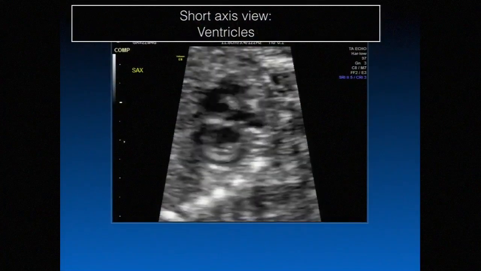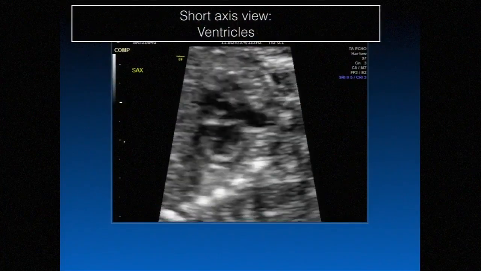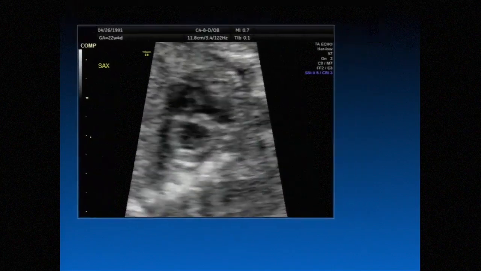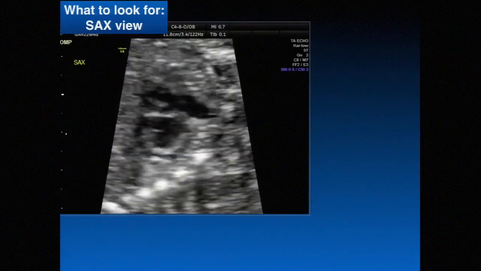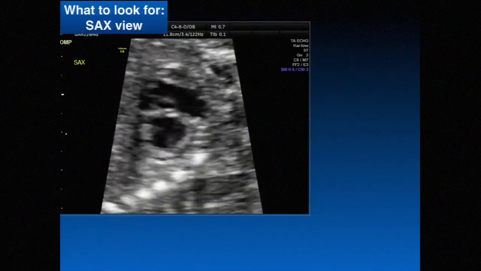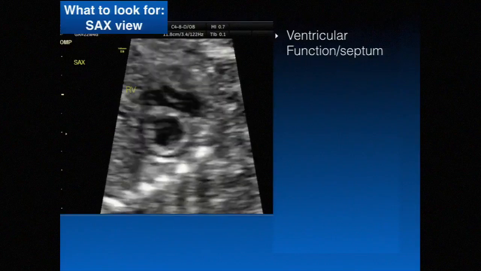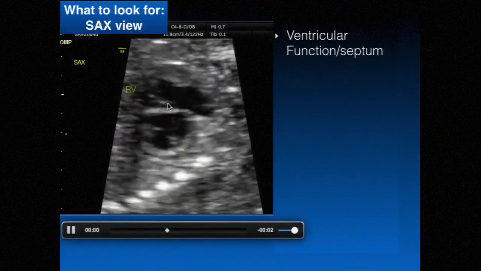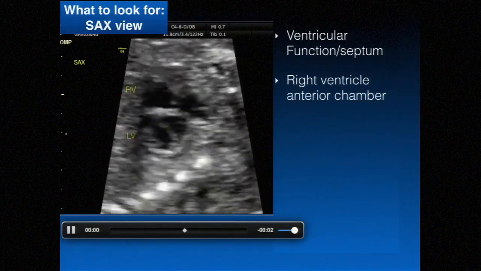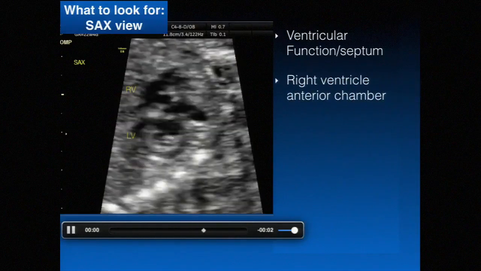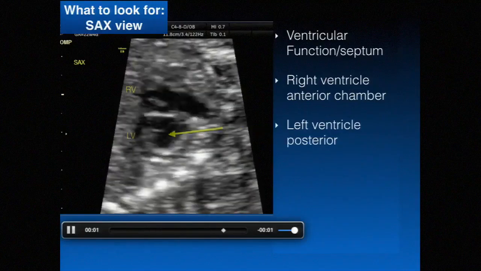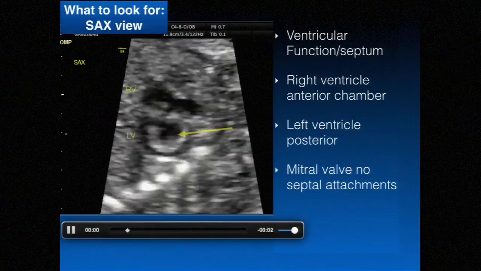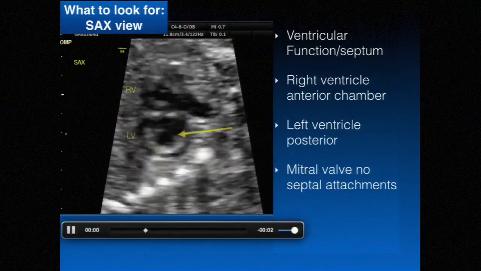So moving into our short axis view, so just turning 90 degrees on the septum. Again, I'm looking in 2D first. So I'm looking at the size of the ventricles, I'm also looking at the function, and I'm also paying attention to the valves as well. So we can see the mitral valve in cross-section as well as the tricuspid valve. Your right ventricle is your more anterior chamber, left ventricle more posterior, and again, that mitral valve doesn't have any septal attachments, which can be appreciated well in this view.